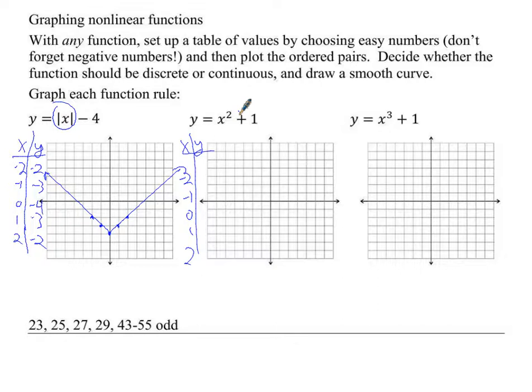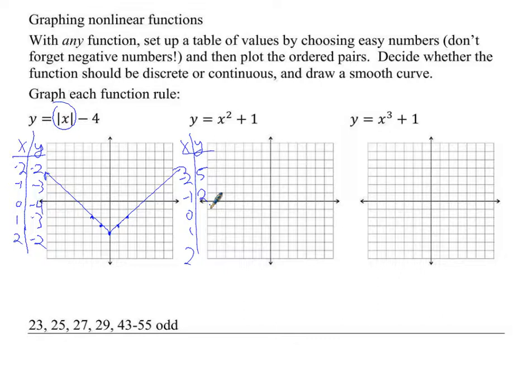-2 times -2 is +4, and then +4 plus 1 is 5. So remember, when you square something, it becomes positive. Then we have -1 squared. We get 1, and then 1 plus 1 is 2.